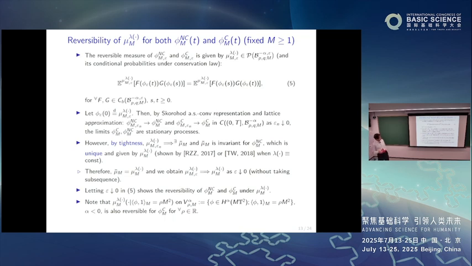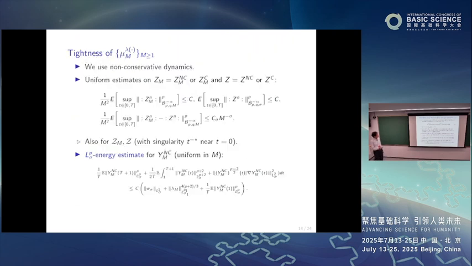Okay, so in this way, we have some information for the reversible measure. Then we do the same. Now we have this one. Therefore, we want to pass to the whole space. So this means that we consider m times T2, that is the torus with the size m. Then we want to let m go to infinity.